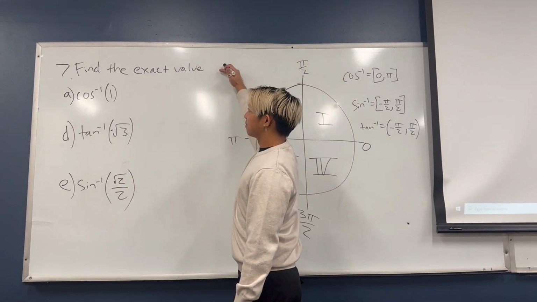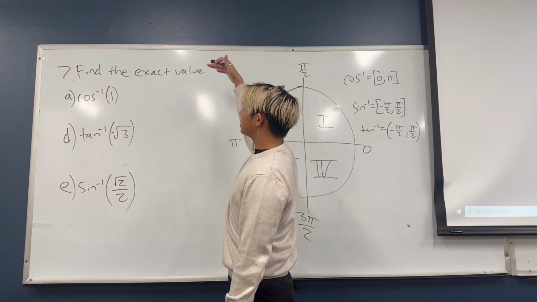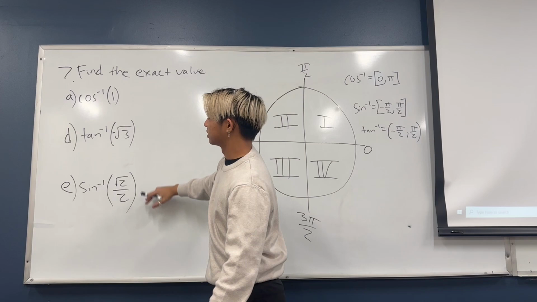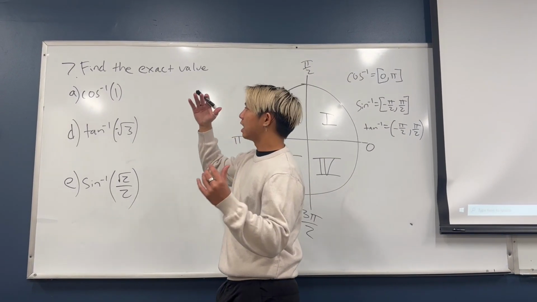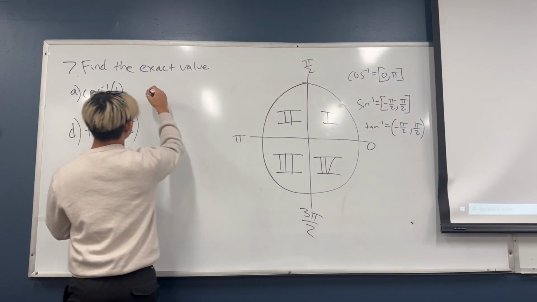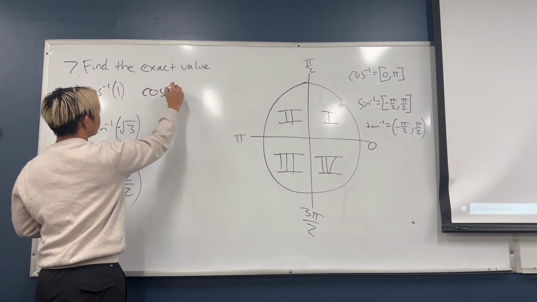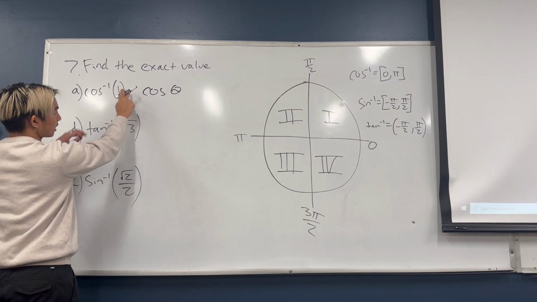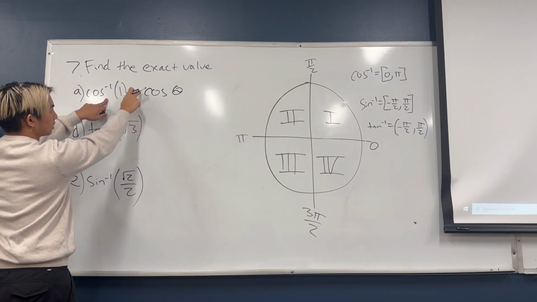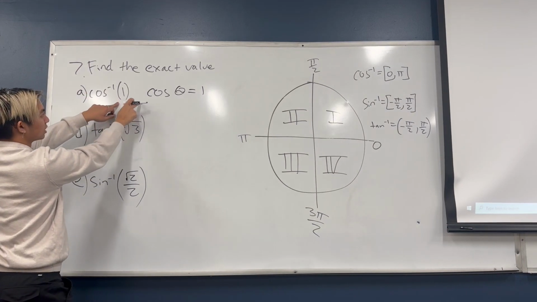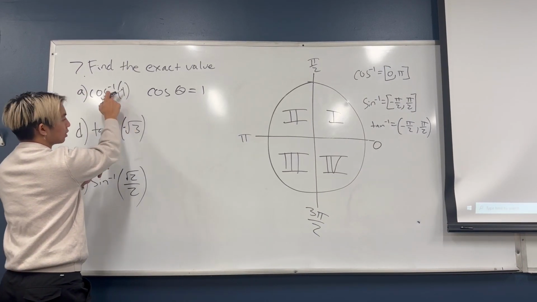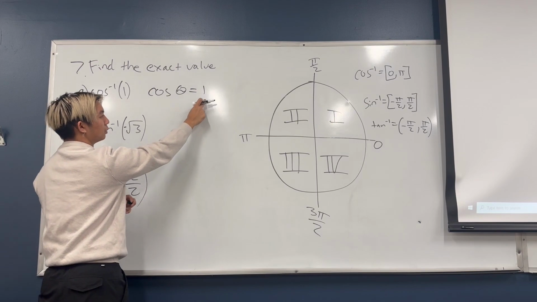Okay, so problem 7. It's asking, find the exact value of these problems. Starting with A, we have cosine inverse of 1. I want to get rid of that inverse, so I'm going to rewrite the question as cosine of theta. Imagine an imaginary theta on this side, equal to theta, and then I switch the 1 and the theta around so I can get rid of the inverse. So it's cosine theta equal to 1.